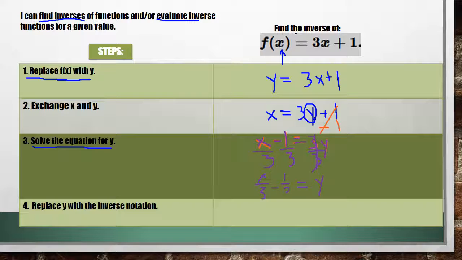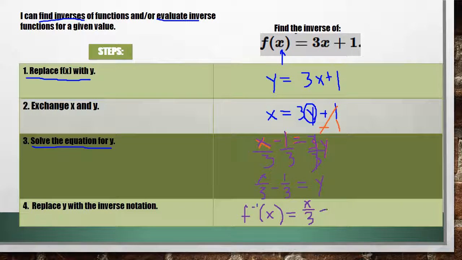Now my last step, if I'm trying to write the inverse function, says to replace the y with the inverse notation. So I would write it as, and I'm going to write it first, hopefully that does not confuse you, f, and then the inverse function, remember, was the -1 there, and x still in between. And then it's going to be equal to x over 3 minus 1/3.